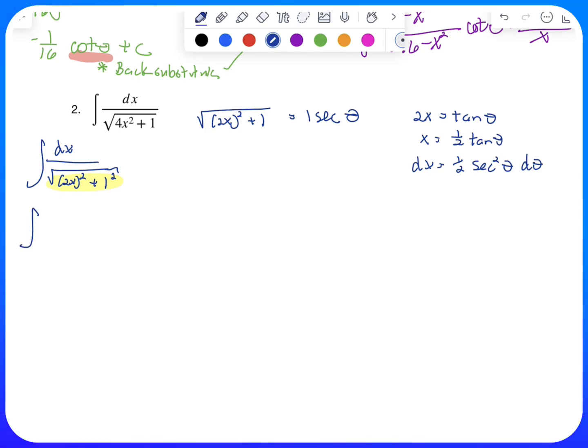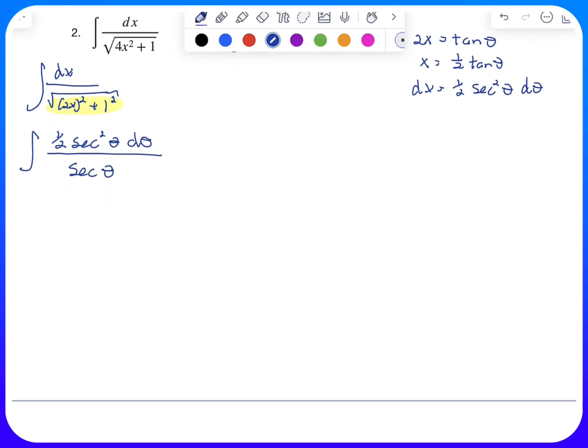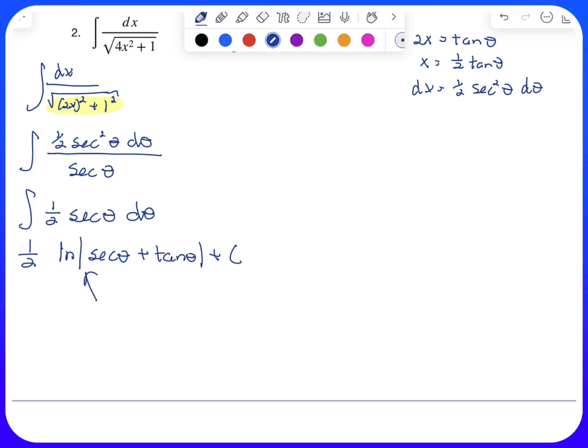So now we're going to substitute everything in terms of theta. I can replace that dx with 1/2 secant squared theta d theta, and I replace the radical with secant theta. Simplify that down, I end up with 1/2 secant theta d theta. Factoring out the 1/2 and taking the integral of secant theta, that's the natural log of secant theta plus tangent theta. Because what we need to do is our back substitution. Don't forget to go back and put it in terms of the variable x.